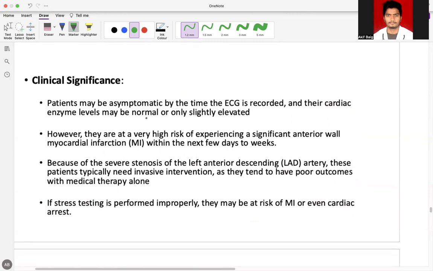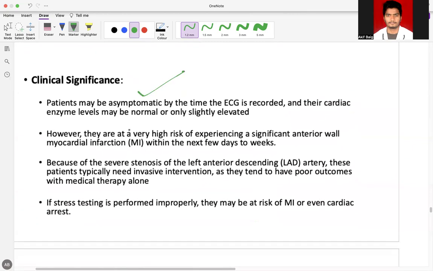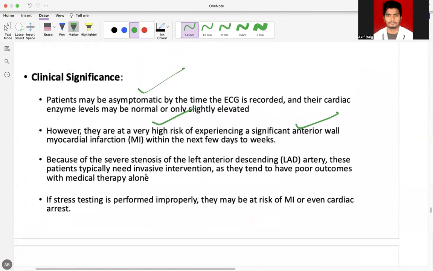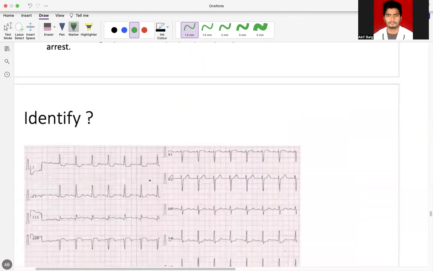Next, coming to clinical significance, the patient may be asymptomatic. However, there is a very high risk of experiencing a significant anterior MI within the next few days. So because of this severe stenosis of the left anterior descending artery, this patient typically needs invasive intervention.